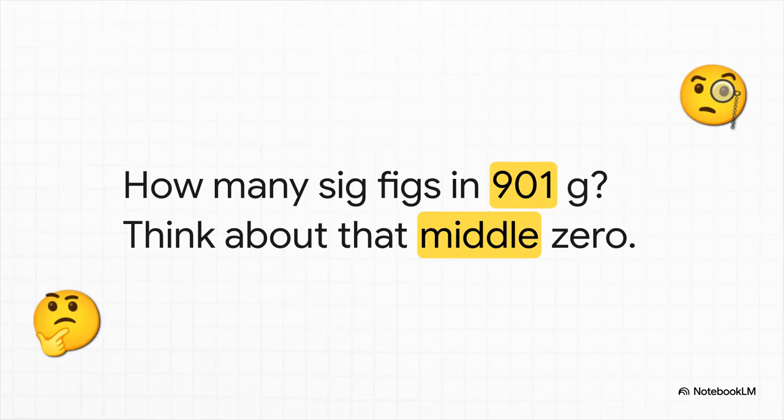Okay, pop quiz. Let's see if you got it. How many significant figures are in 901 grams? Think about where that zero is. Yep, it's 3. That zero is a sandwich zero. It's trapped between the 9 and the 1, so it absolutely has to count.